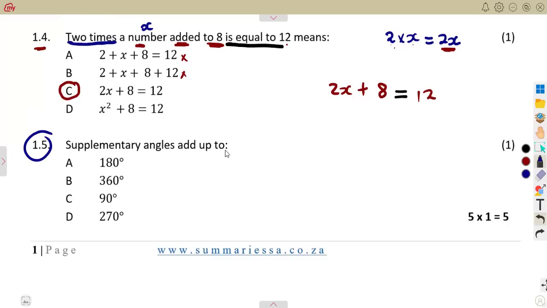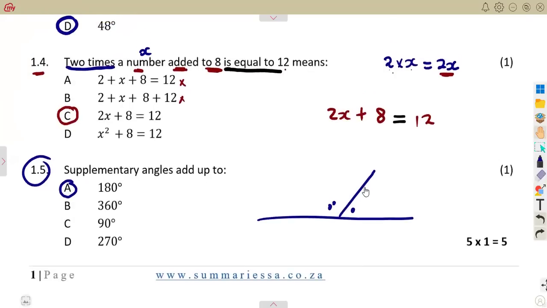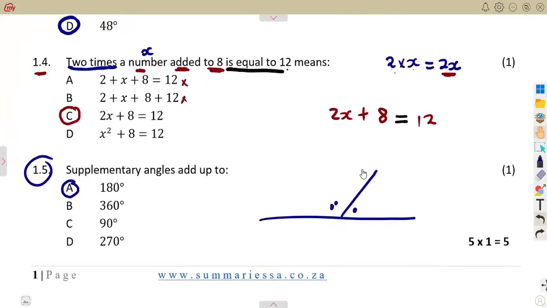Supplementary angles add up to 180 degrees. Are they on a straight line? Wherever the supplementary angles are located, these are two angles that when you add them, they're supposed to give you 180 degrees. So the answer was supposed to be A there. That is what we had on the first part, number 1.